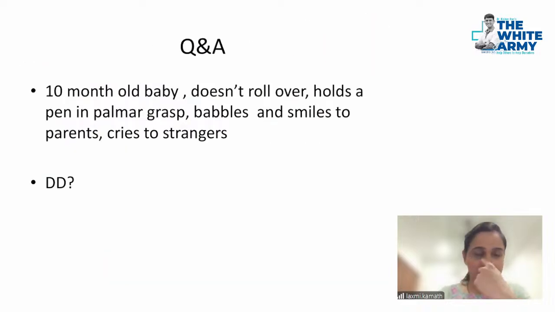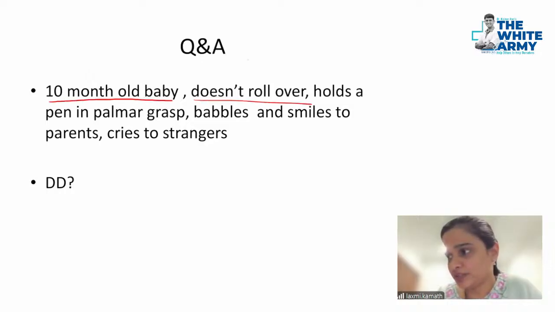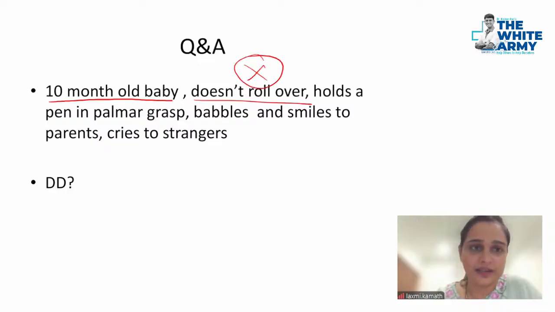I just wanted you guys to think a lot here. Let me tell this. A 10-month-old child has come. The child cannot roll over. Rollover should be achieved by 4 months, correct? 4 or 5 months the child should be able to achieve it, but it has not achieved.